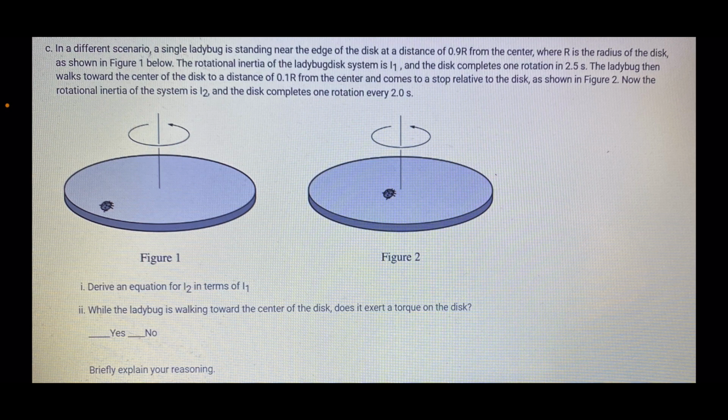This is made evident from the fact that over the course of the ladybug walking towards the center of the disk, the angular speed changes from completing a full rotation in 2.5 seconds to completing a full rotation in 2.0 seconds. The only way for angular speed to change is for a torque to be applied, meaning that the ladybug must have applied an external torque to the disk as it was walking towards the center.